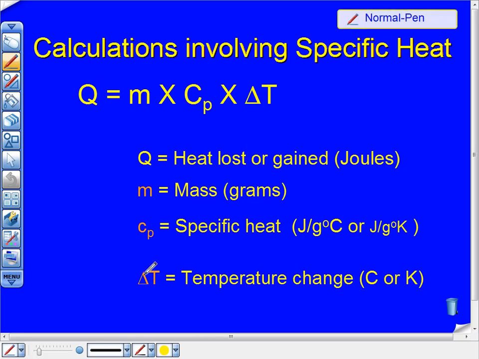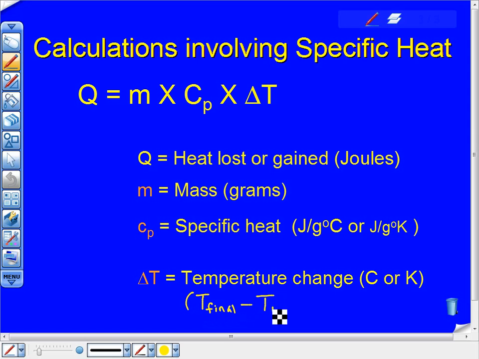Unless you've had physics, you probably haven't seen the delta. Delta means change in. And the way you find delta T, you take the final temperature and you subtract the initial temperature, which means the beginning temperature. That's how we find delta T. So we're going to do 2 problems. One's really easy and one's a little bit more challenging.